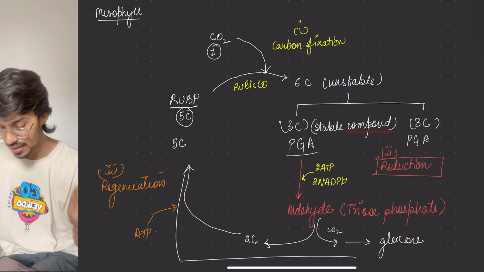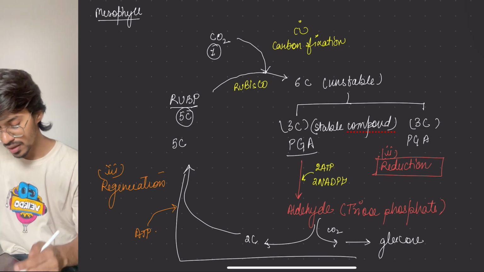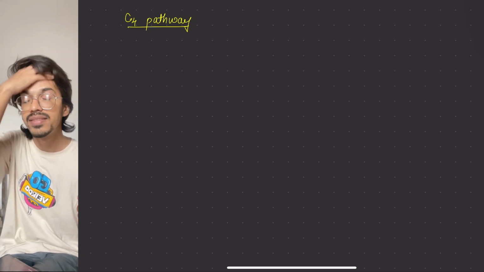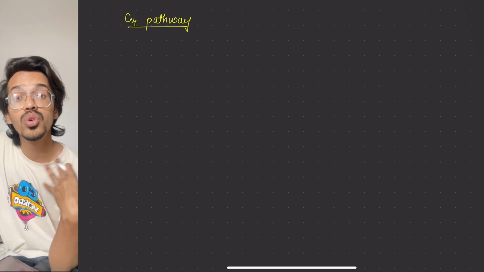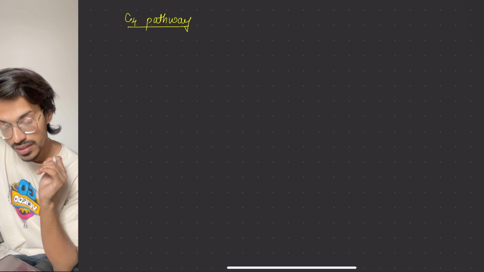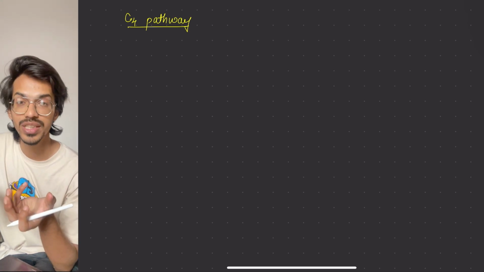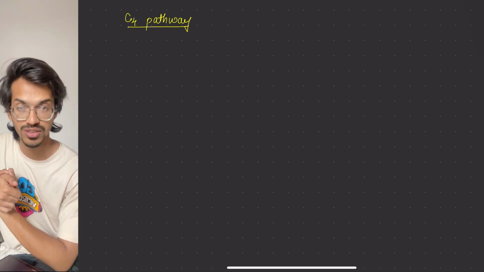Next comes the C4 pathway. The C3 pathway is definitely present, but there are certain extra steps. This occurs in plants in dry arid areas, so that they can conserve maximum resources. In the C4 pathway, their anatomy is different because they have thick bundle sheath cells, and inside the bundle sheath cells only their C3 pathway is going on.